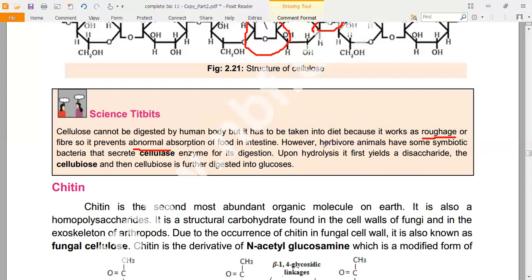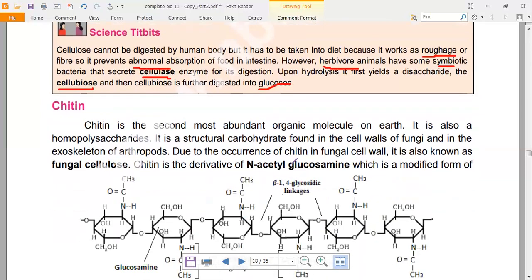But herbivores have symbiotic bacteria which secrete the cellulase enzyme, and this cellulase enzyme breaks down this long molecule of cellulose into a disaccharide called cellobiose, and then this is further digested into glucose. So if we talk about the next one, that is chitin.